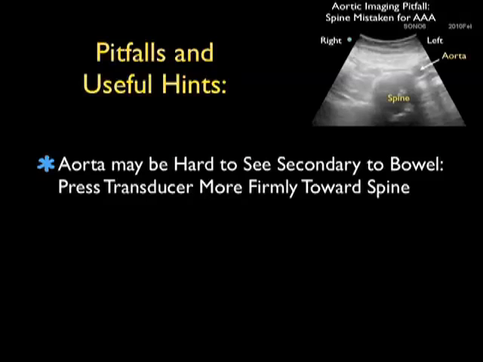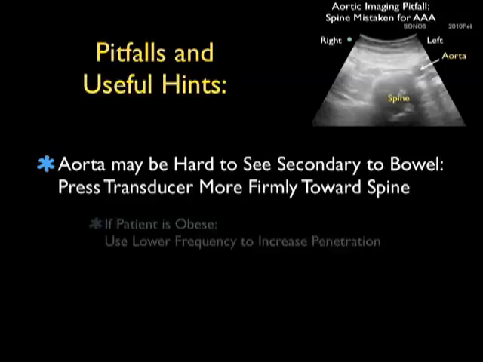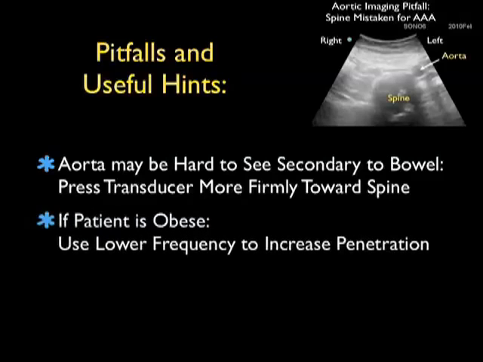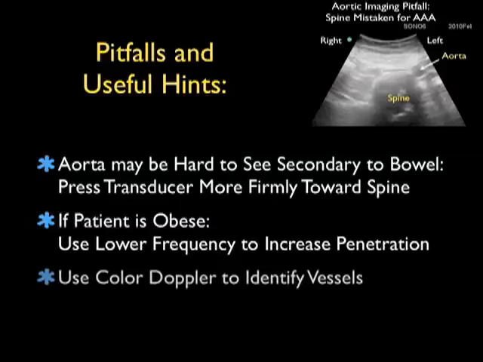At times, the aorta may be difficult to see, secondary to excess bowel gas. We may press the transducer more firmly towards the spine to displace the bowel gas and get a look at that aorta. If the patient has a high body mass index, we can use a lower frequency to increase penetration and to get a better look at the abdominal aorta.